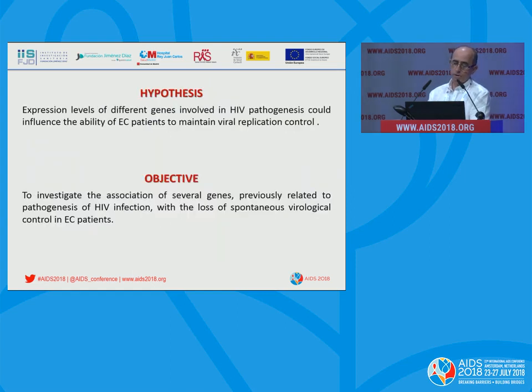So with this background, our hypothesis was that the expression levels of different genes involved in HIV pathogenesis could influence the ability of elite control patients to maintain viral replication control. And with this hypothesis, our objective was to investigate the association of several genes previously related to the pathogenesis of HIV infection with the loss of spontaneous control of viral replication in elite control patients.